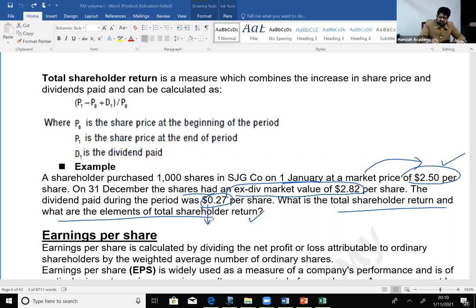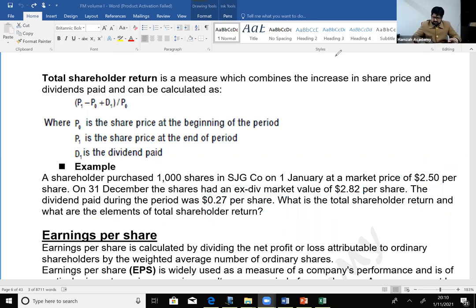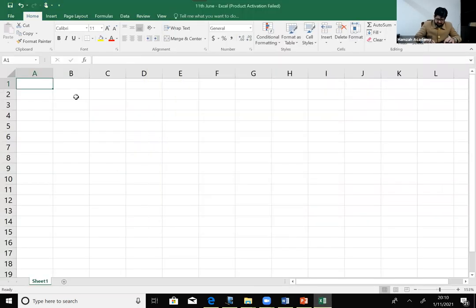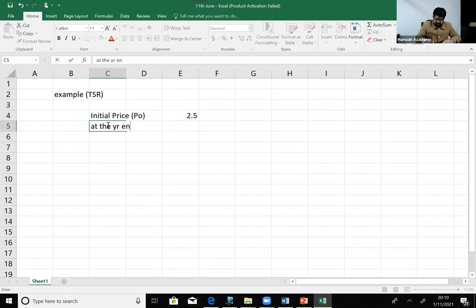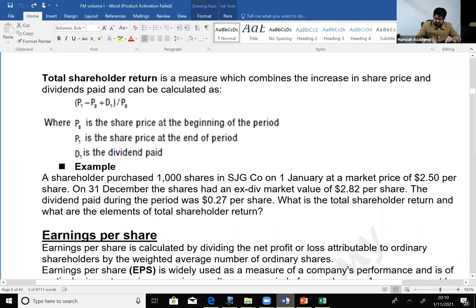Now, students, just see here, simply 2.5 is P0, the initial price. Example, TSR. Initial price, P0, P naught, that is $2.5. At the year end, the price is how much? That is 2.82.